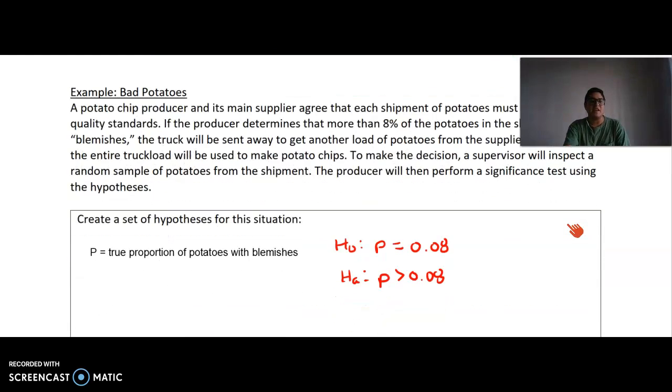So if we were to create a hypothesis set for here, we're going to let P be the true proportion of potatoes that have blemishes. And as long as it's no more than 8%, we're good. We can use those potatoes to make chips. But if it's greater than 8%, we've got to send it back. So these are our two outcomes. The null is that it's no more than 8%. The alternative is that it is more than 8%. If it's no more than, we make chips. If it is more than, we send them back.